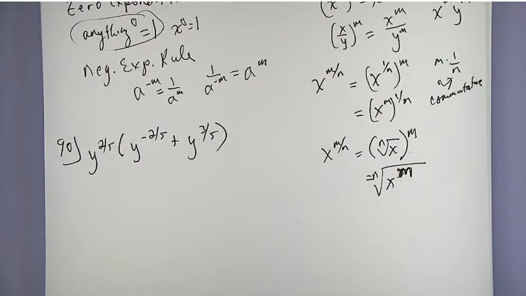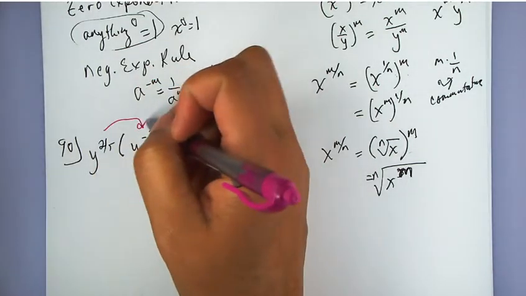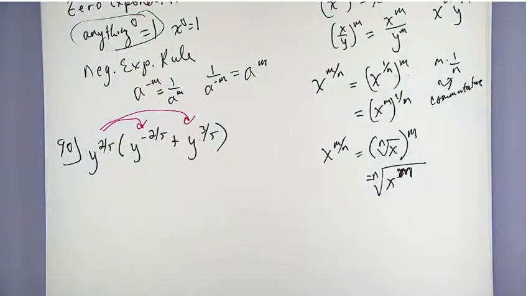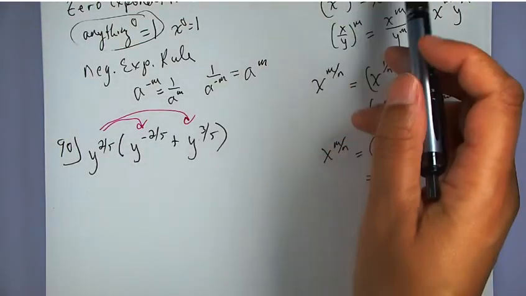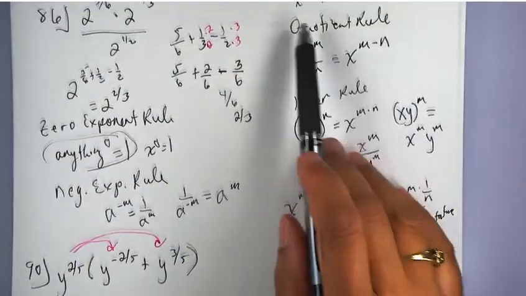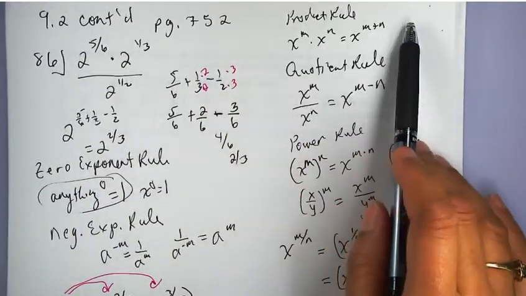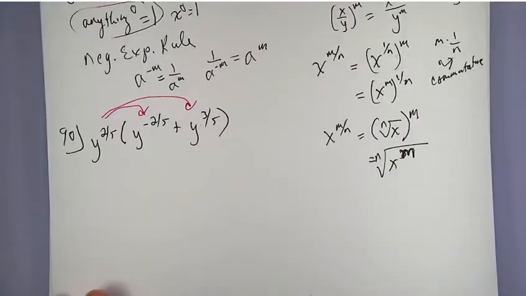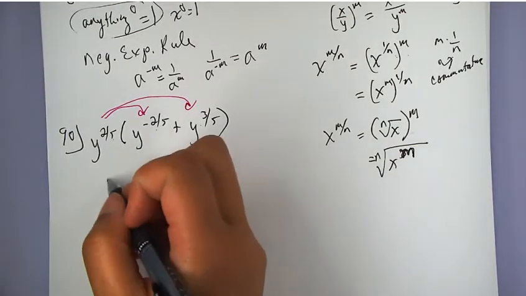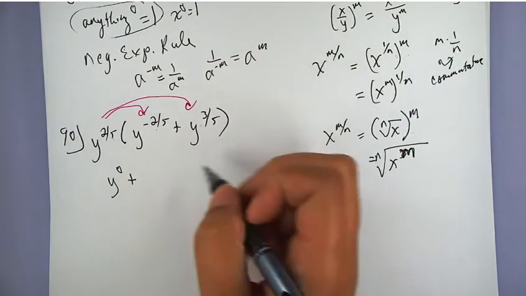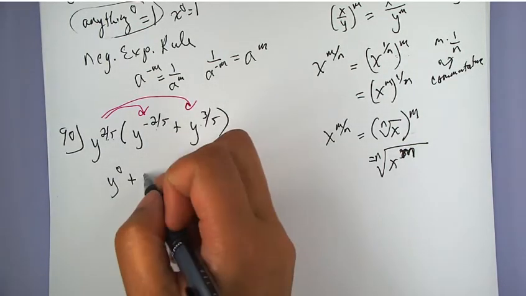But when we distribute, we're multiplying, and they have the same base, so what can we do? The product rule that we saw here says if I multiply with the same base, I can just add the exponents. So just as a reminder, we're going to add the exponents. 2/5 plus a negative 2/5 is just 0, so that becomes y to the 0, plus 2/5 plus 3/5 is y to the 5 over 5, which we know is y to the 1. So I end up with y to the 0, which is just 1, plus y.